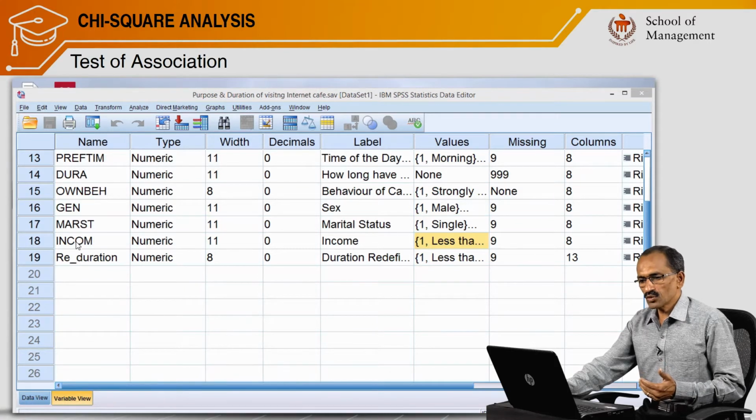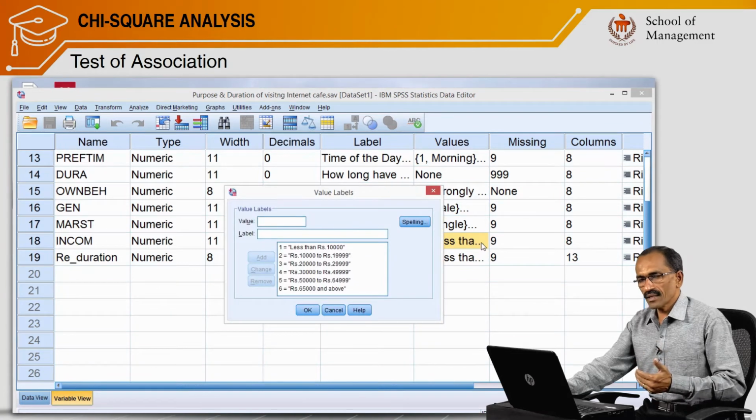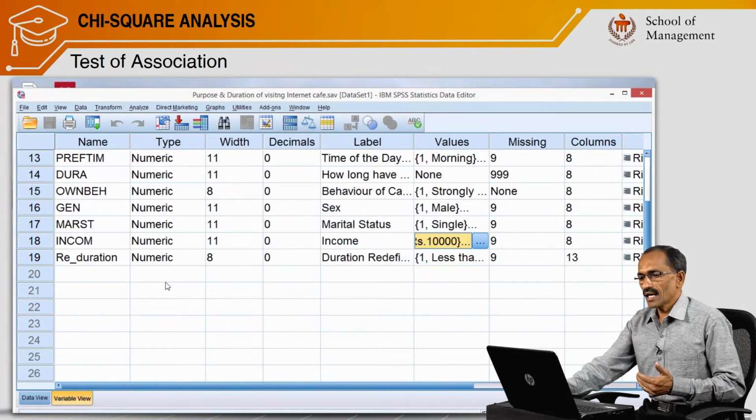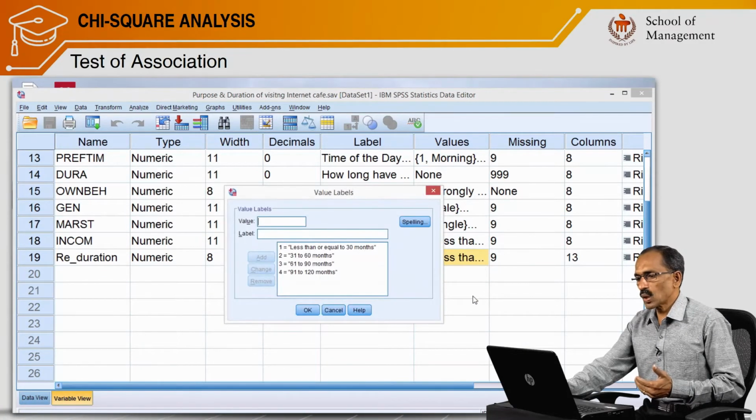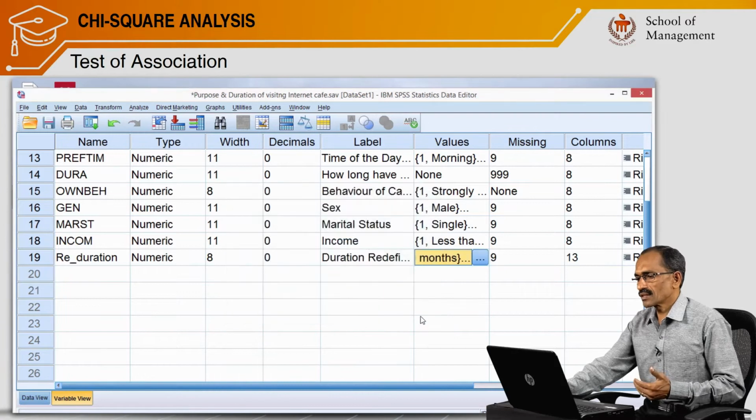We will see this variable income, that is in categorical category, 6 categories are there. And duration of internet visit has got 4 categories. That is, first category is less than or equal to 30 months. Second category is 31 to 60 months. Third category is 61 to 90 months. And fourth category is 91 to 120 months. The 4 categories. I just want to know whether there is any relationship, one-to-one relation or mutuality between these two categorical variables.